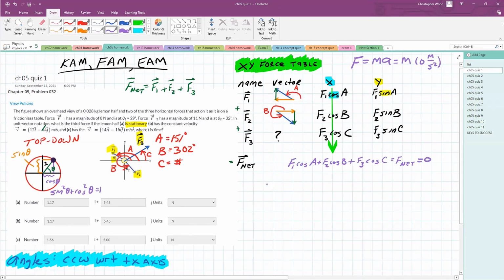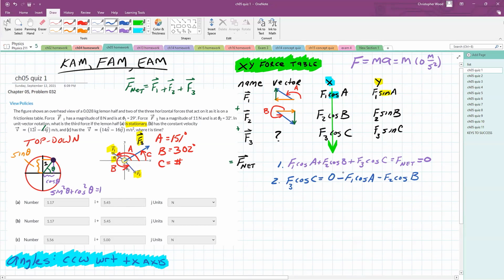So I'm just going to do maybe a few more operational steps. You know what that means? That means F3 cos C equals 0 minus F1 cos A minus F2 cos B, and done.